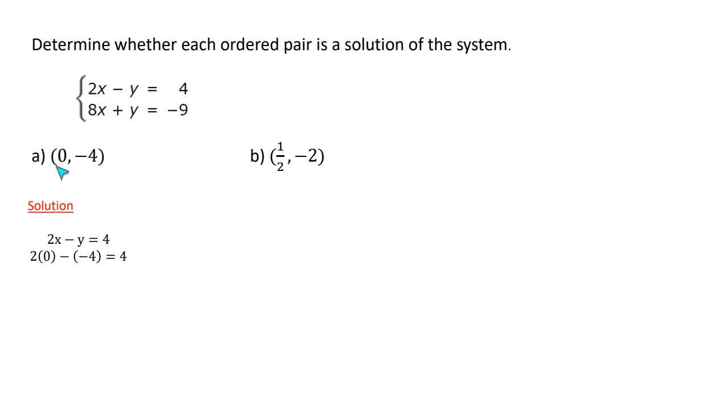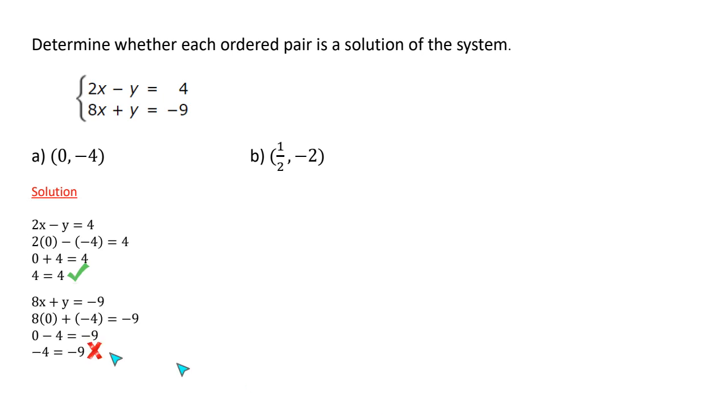And I'm going to substitute for x a 0 and for y a -4. So we end up with 2 times 0 minus -4 is equal to 4. If we simplify, we end up with 4 is equal to 4. And so I put a check mark here to indicate that this ordered pair satisfies this equation, but we also have to check the second equation.